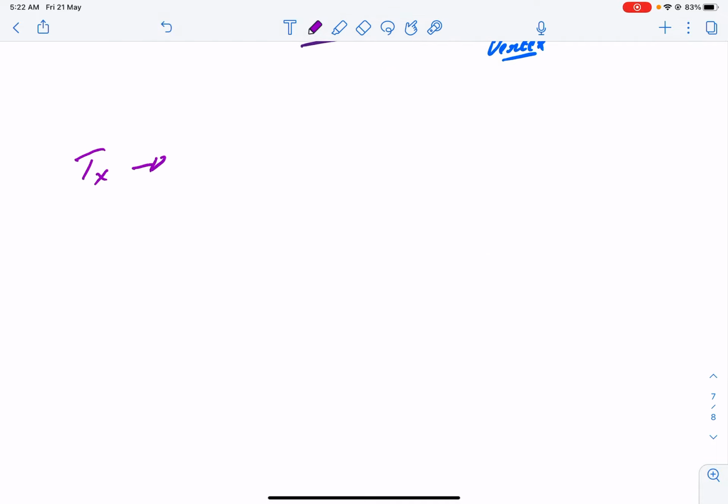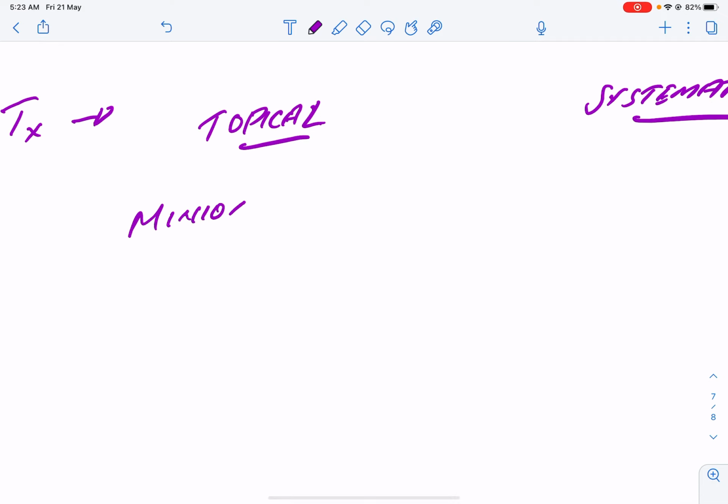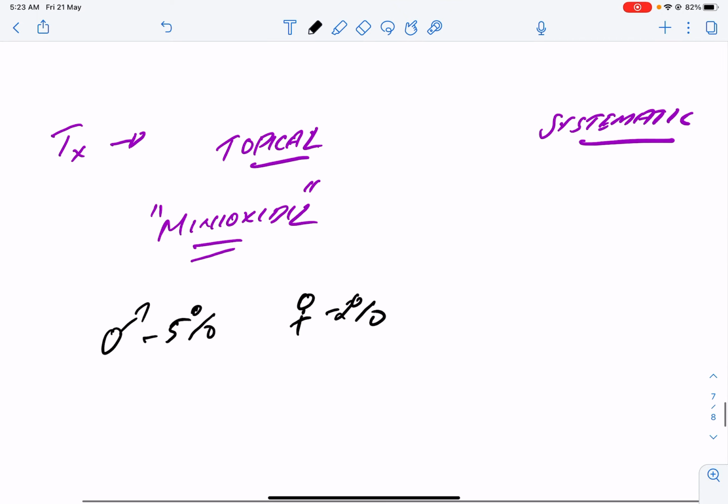Next, how do you manage this? We have US federal drug approval for treating it. We can have two types of treatment. One is topical, which is very famous now in clinics, as well as systemic. Topical includes a very important drug called minoxidil. The side effect of this drug is used as a potential benefit, growing hair. In males we use around 5%, in females around 2%.